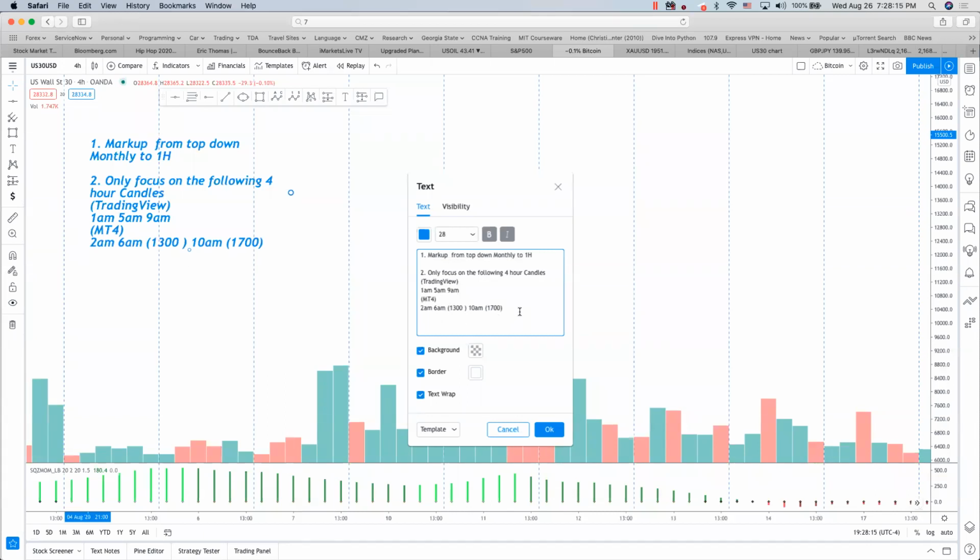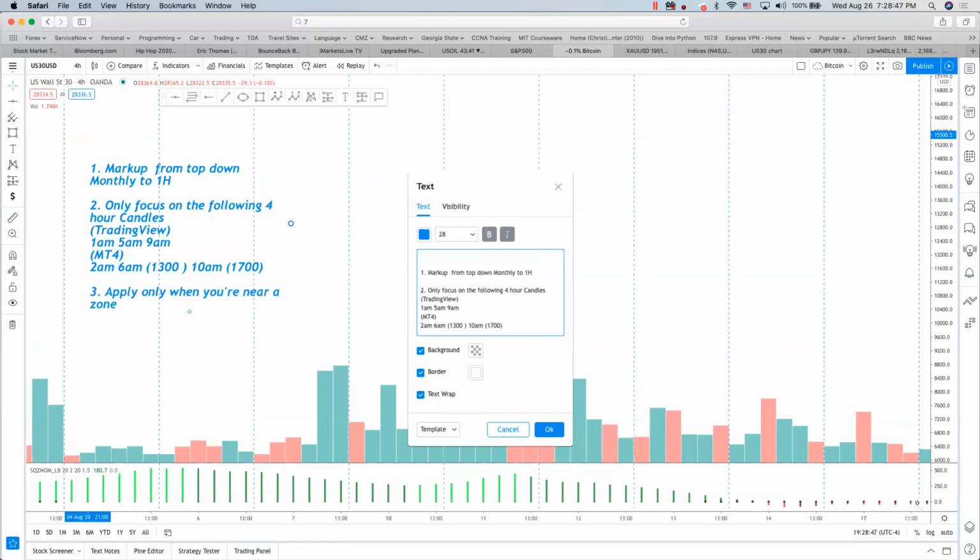So next, apply this rule only when you're near a zone. Right? None of this that we're going over applies if you're not near a zone. If you're in the middle of structure, then none of this will apply. You won't even pay attention to this, right? Okay.